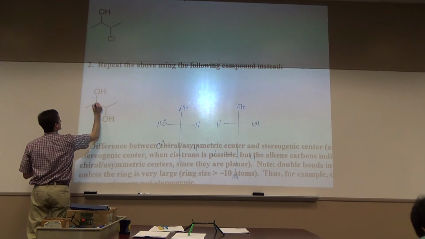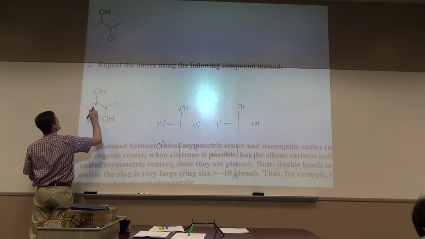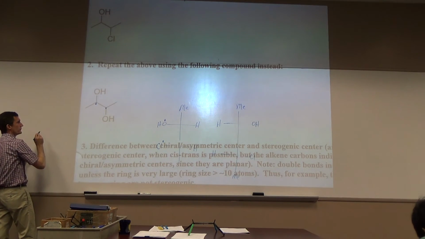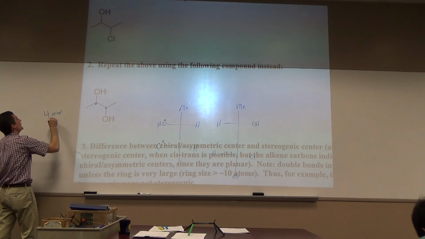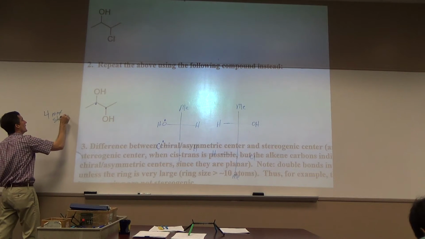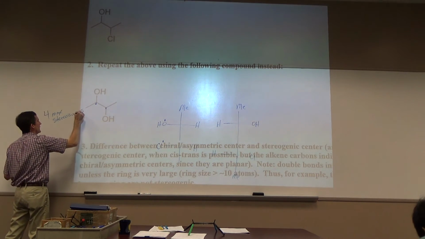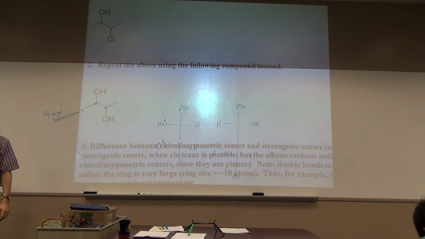I see 2 carbons. Yep. 2 to the n would be 4. Four max stereoisomers. Could you draw them all? Sure, just like we did before.